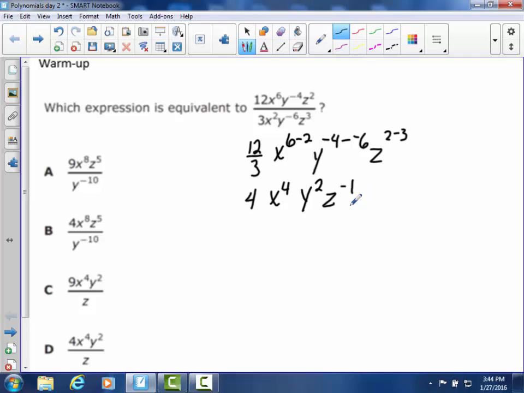Now, according to our rules, we're not allowed to consider it simplified if we have a negative exponent, which we have here. So to remove the negative exponent, we write its reciprocal, okay, which would be 1 over z. But we have the other things along here, so when we put them together, we get 4x to the 4th y squared, and then we multiply by 1 over z, and it's simply divided by z. So the best answer choice here is D.